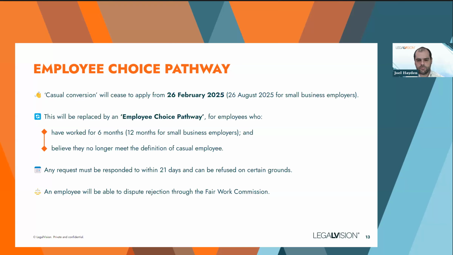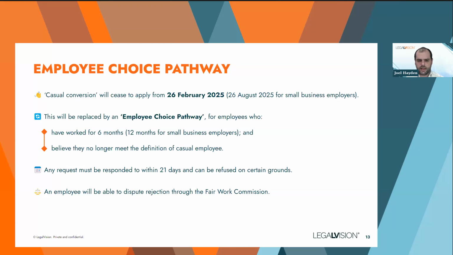Currently, casual conversion provisions under the Fair Work Act are in place that require an employer to make offers to casual employees to convert to permanent employment in certain circumstances. And that would normally be after 12 months where there's a regular pattern of work for the prior 6 months. But from 26 February 2025 for most employers, and 26 August 2025 for small businesses, this process will change to the new employee choice pathway.